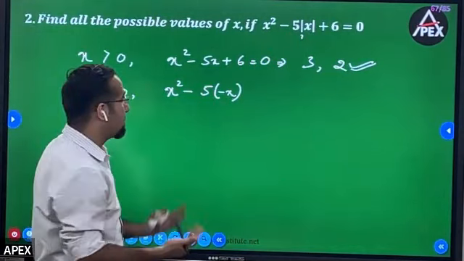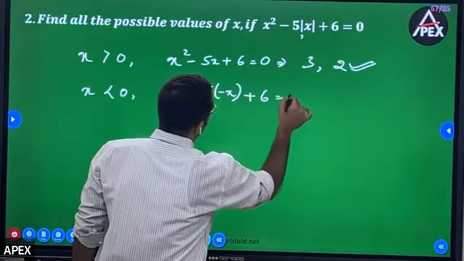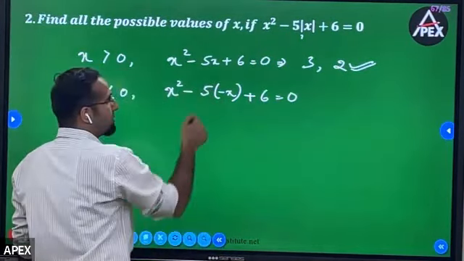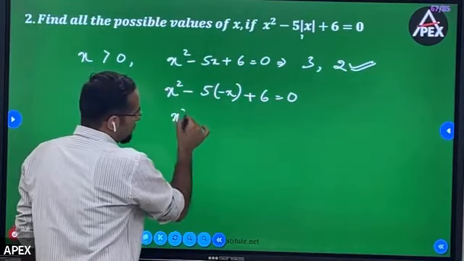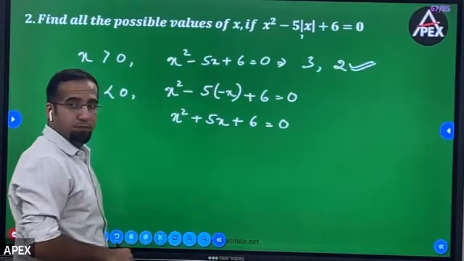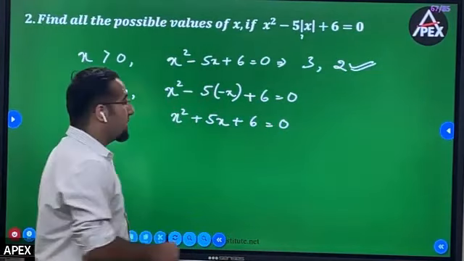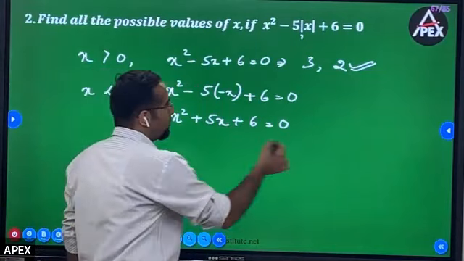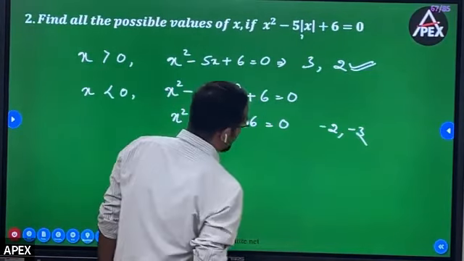I'm sure a lot of you would have quickly figured it out. Plus 6 is equal to 0. So what is happening? Minus into minus becomes plus. So this would be written as x square plus 5x plus 6 is equal to 0. Clear? If this is the case, then I'm getting the roots as minus 2 and minus 3.